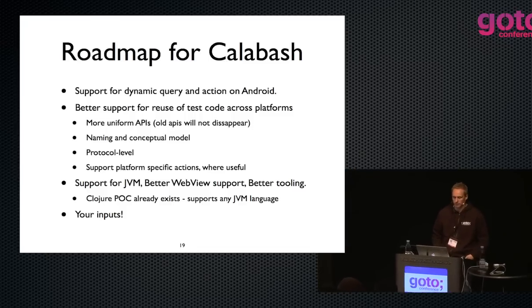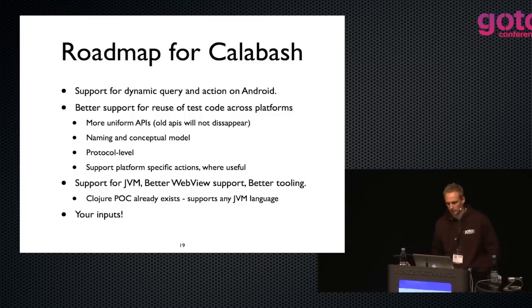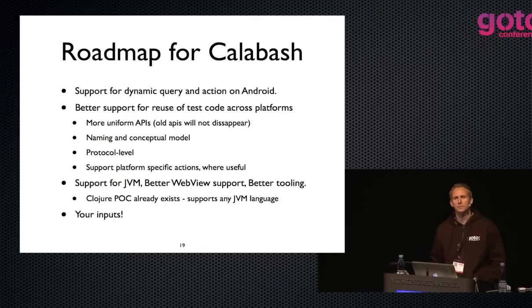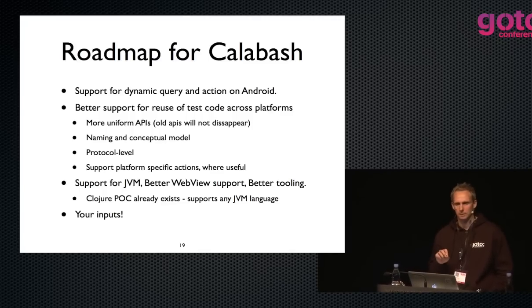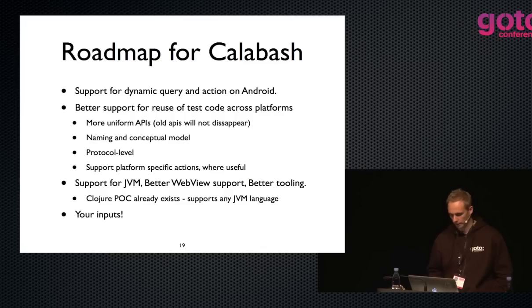There's already a Clojure-based proof of concept for JVM support. So a Clojure project which compiles to Java class files, so that you can call those from Java or Scala or whatever you want to do. So you can drive these tests from the JVM. I actually wanted to show it, but now I'm really running out of time.